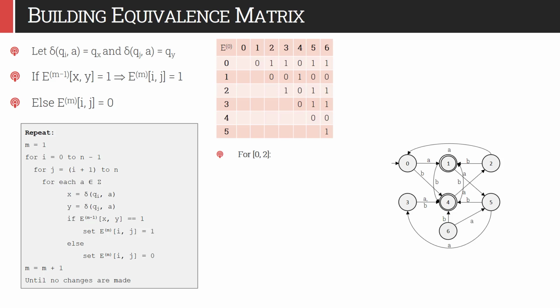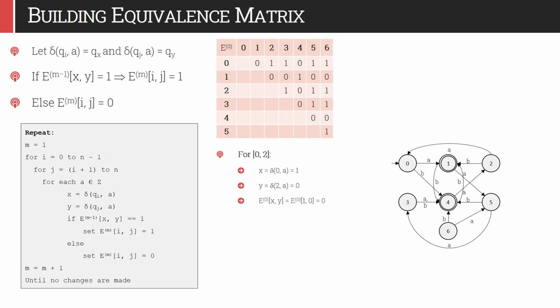So we will not do anything for the 0, 1 cell. We will start with 0, 2 because there is entry 1. This entry may remain 1 or may become 0 in the subsequent matrix. So for 0, 2, first we find the transition on input A from state 0 and state 2. So x is delta 0, A. If we read A from state 0, we can see from this DFA that it leads us to state 1. And if we read A from state 2, it leads us to state 0.